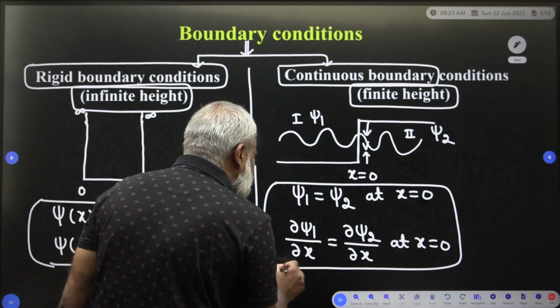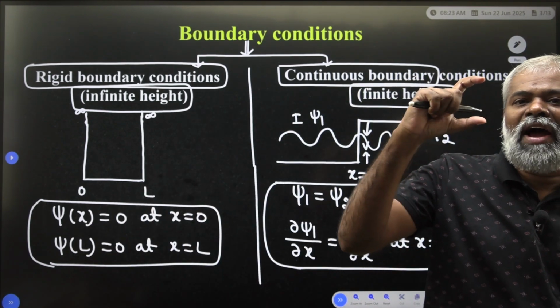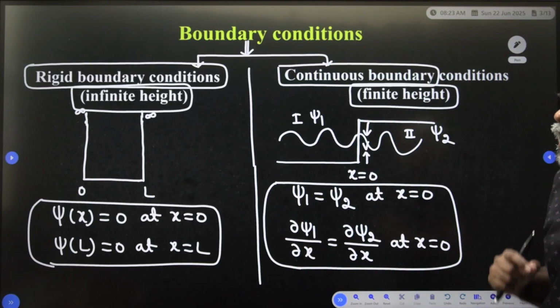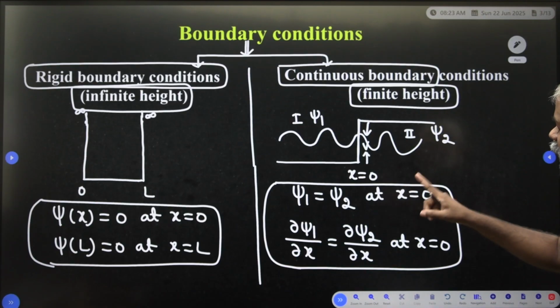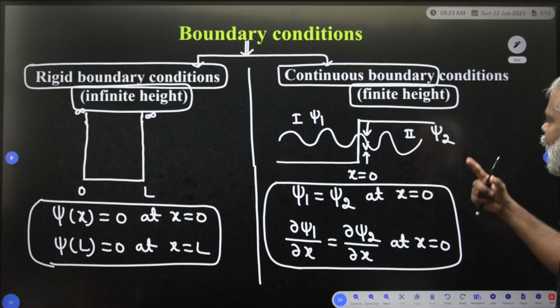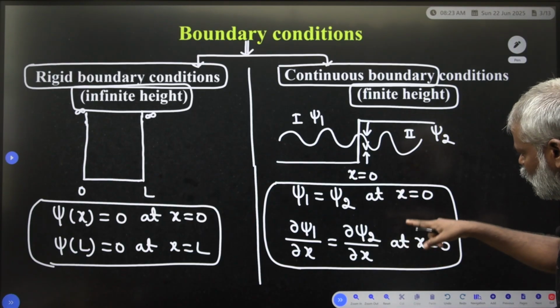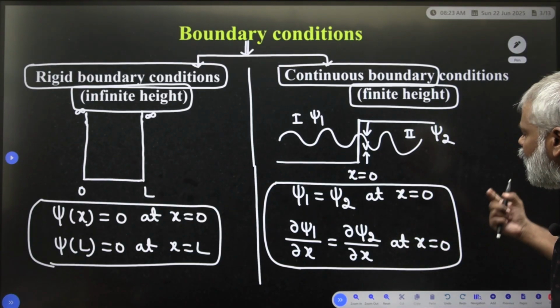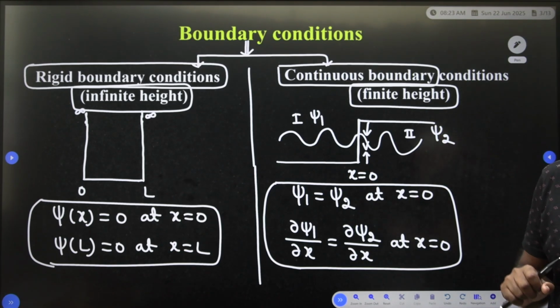For a continuous boundary condition, you are able to take it for a finite height boundary condition. What is the finite height boundary condition? Psi 1 is equal to psi 2 at x is equal to 0, and dou psi 1 by dou x is equal to dou psi 2 by dou x at x is equal to 0. This is a continuous boundary condition.